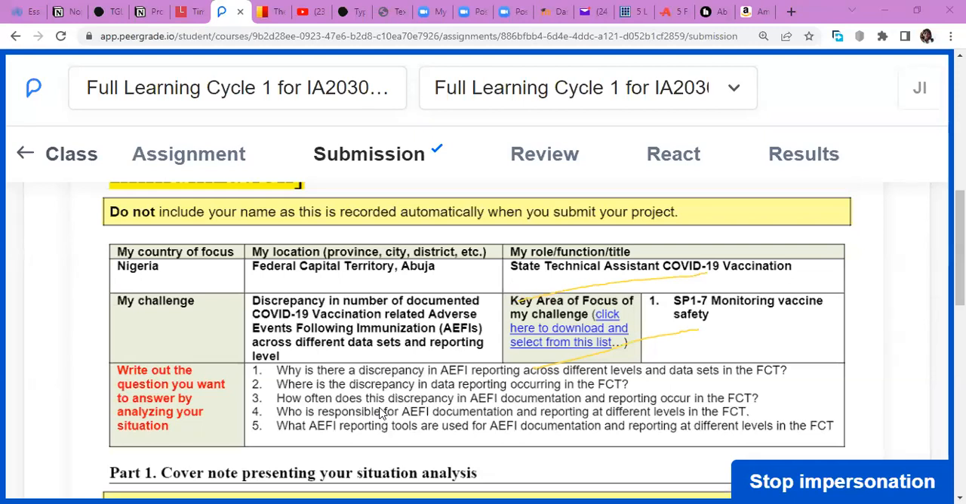Based on your findings, are you able to answer these 5 questions? Not really. I've not been able to answer question 5.